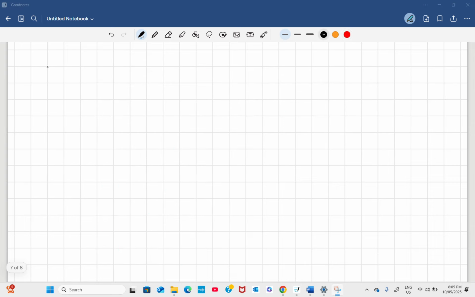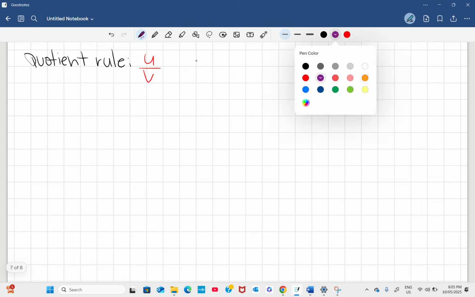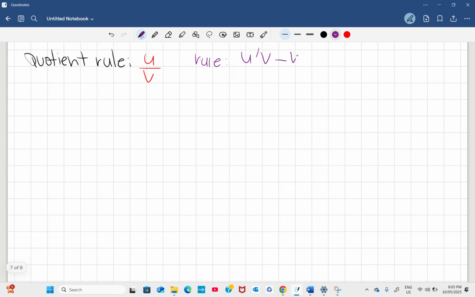Now my next complicated rule is gonna be the quotient rule. Now, the quotient rule, when do I use it? I use it when I have two functions being divided by each other. So I have u over v. Now, what's my formula for this? U over v is gonna be u prime v minus v prime u, divided by v squared.